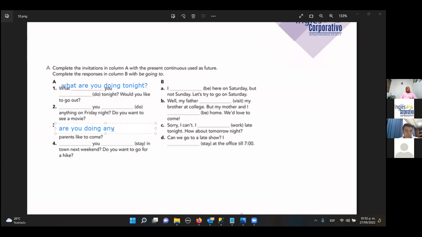No, pero no sería what. ¿Qué estás? Solo así. Are you doing? No. No, pero entonces decía, ¿estás haciendo anything, cualquier cosa on Friday in the night? We are going. No, we are having. No, sería what. Ahí sí lo podemos cambiar, ¿verdad?